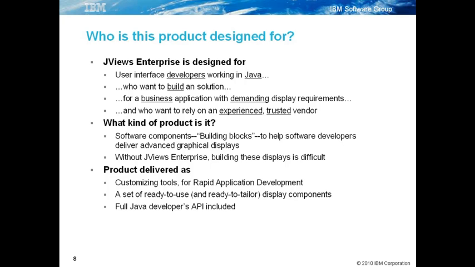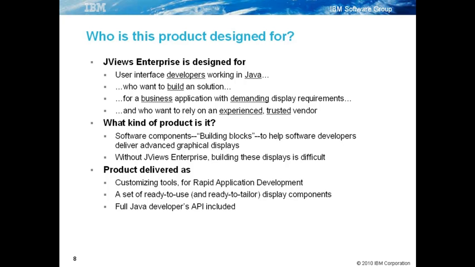JViews Enterprise helps developers build the user interface. It provides a set of software components, think of them as building blocks, to help deliver advanced displays that would otherwise be too difficult to build. These building blocks are like engines that get embedded into an application, driving some part of the user interface. For example, if developers are building a finance application, the user interface may very likely include a chart display, and JViews Enterprise can provide that chart building block.